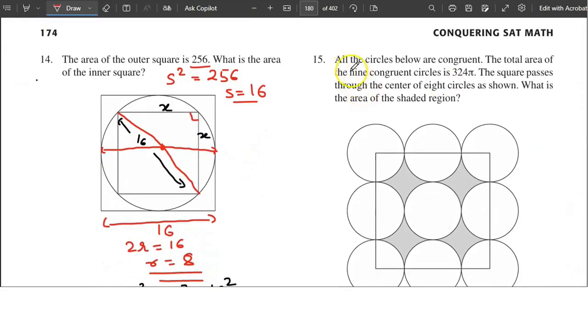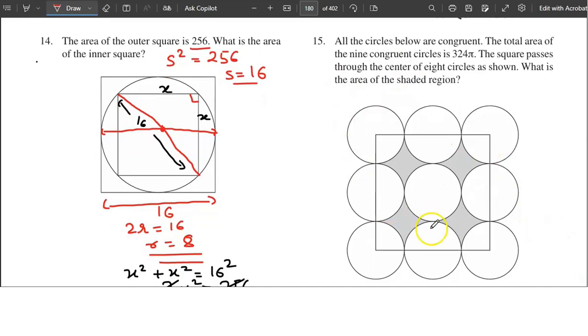In this question, all the circles below are concentric circles. So all of them are equal. They have the same radius, and the total area of 9 concentric circles is given as 324 pi. The square passes through the center of the 8 circles as shown. So these will be the center of these circles. So that means if this is radius, this is also radius. If this is r, this is also r.